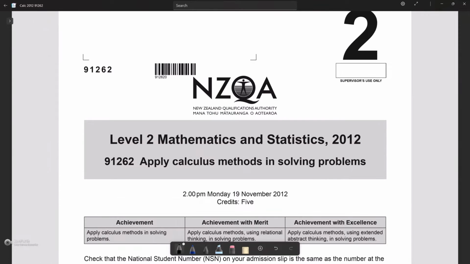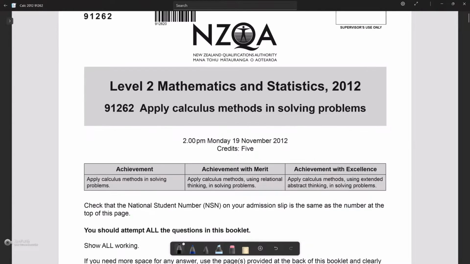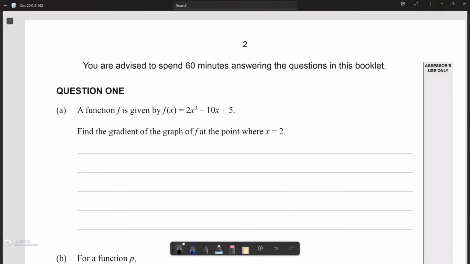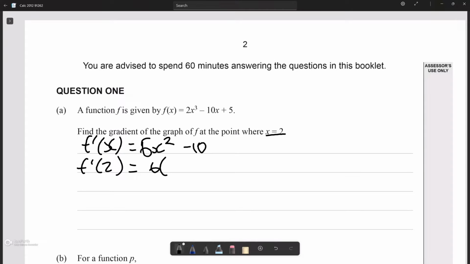Hey guys, in this video I'm going to be quickly speed running a level 2 calculus paper from 2012. So let's go. Question 1, function f is given by... alright, so basically this one we need to differentiate, so f dash of x will be equal to 6x squared minus 10. Then at x equals 2, f dash of 2 will be equal to 6 times 2 squared minus 10, which is equal to 24 minus 10, which is equal to 14.